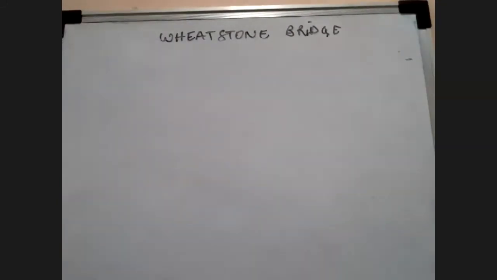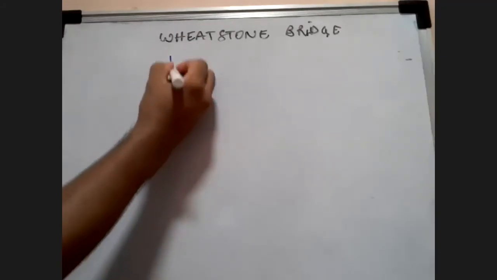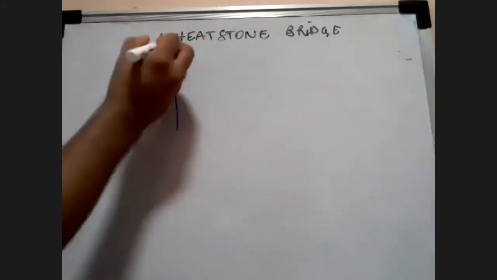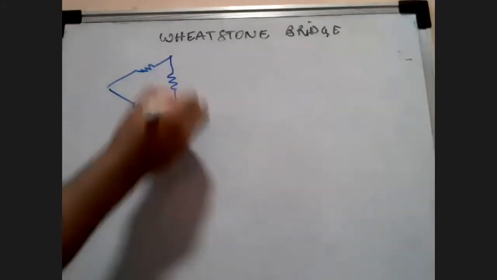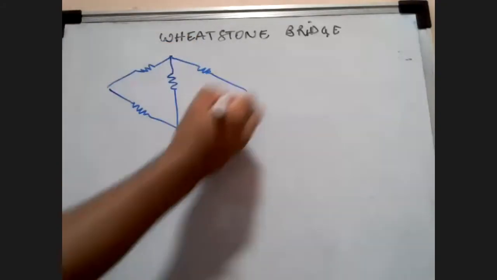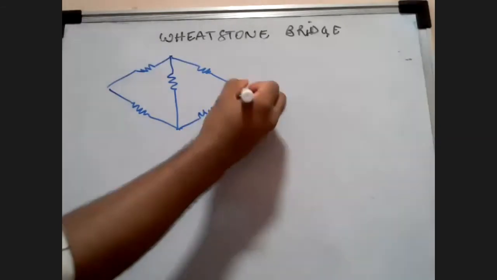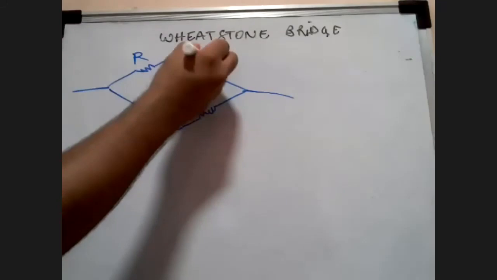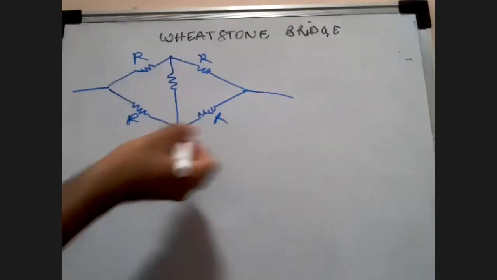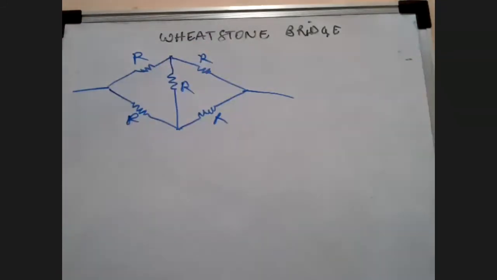So in that case, if I give you a simple problem like this, what is the equivalent resistance across A and B? Consider all resistors to be R. R. Everyone understood why he said R?